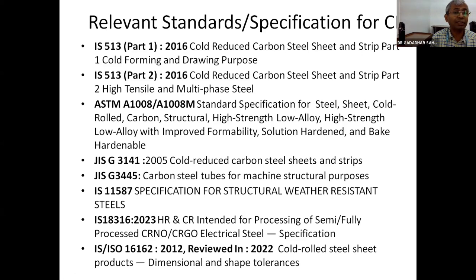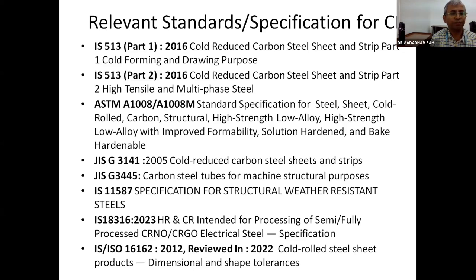Then IS 11587 is the specification for structural weather resistant steel. This specification covers both HR and CR. It is for weather resistance purpose, and for CR we used to say earlier Shell Cut. Now, as per requirement of the Government of India, we have to certify with the IS specification. Then the corresponding grade is FE 490C, which is the grade under CR products.